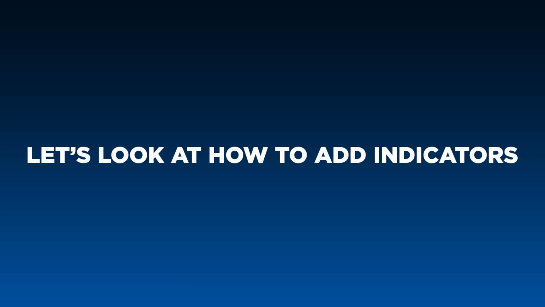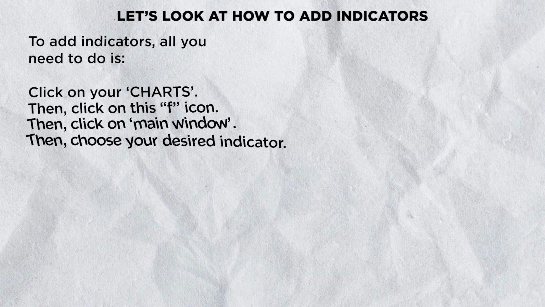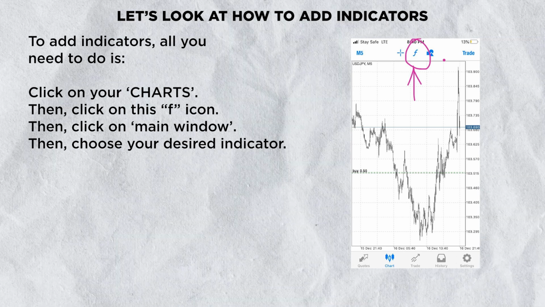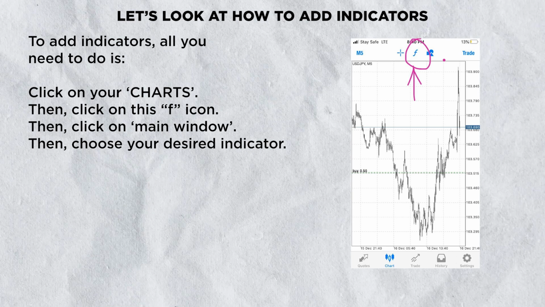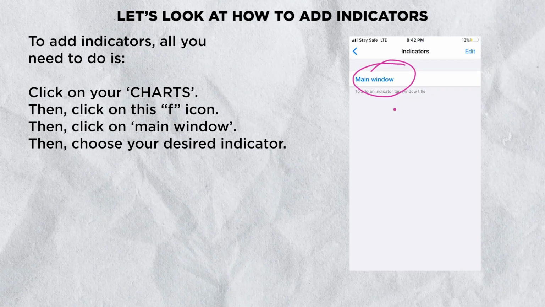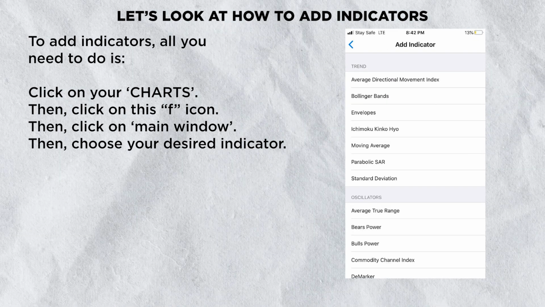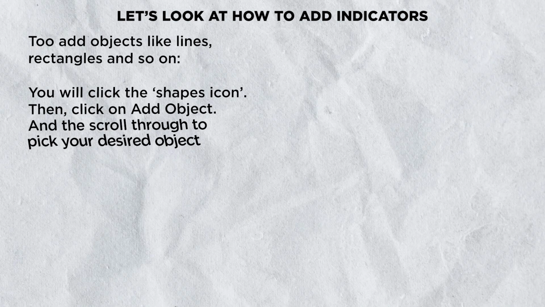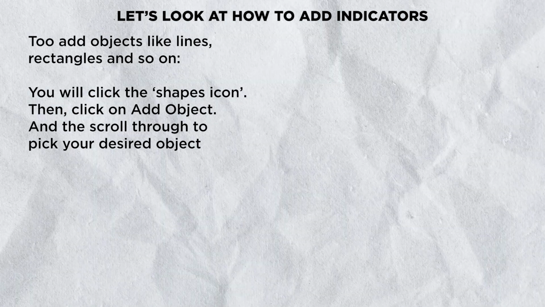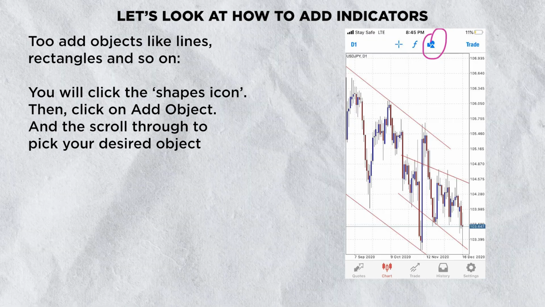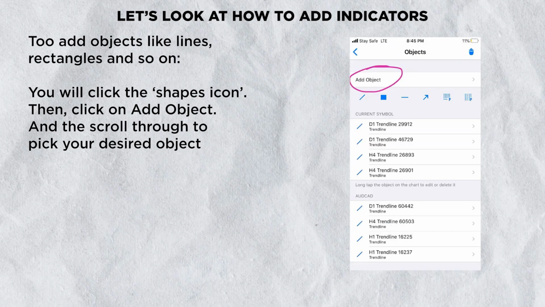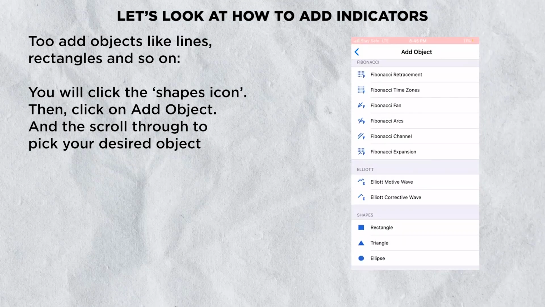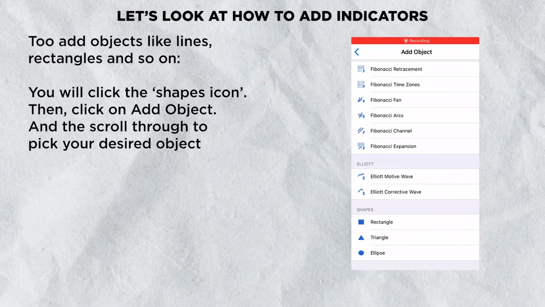Let's look at how to add indicators. To add indicators, all you need to do is click on your charts, then click on this F icon, then click on Main Window, then choose your desired indicator. To add objects like lines, rectangles, and so on, you will click the Shapes icon, then click on Add Object, and scroll through to pick your desired object.